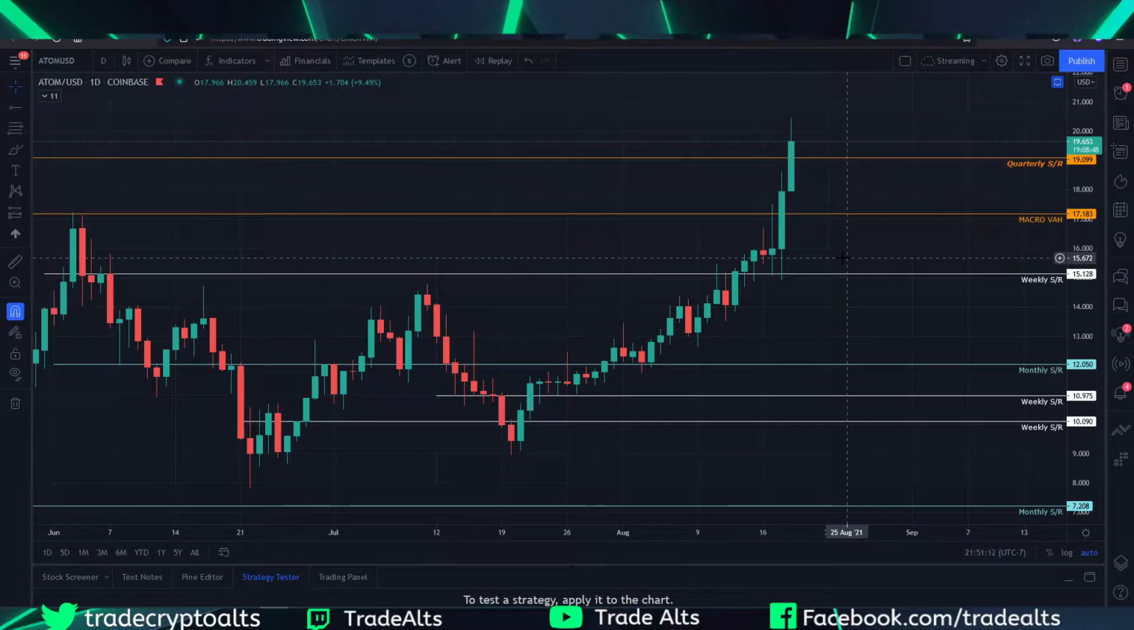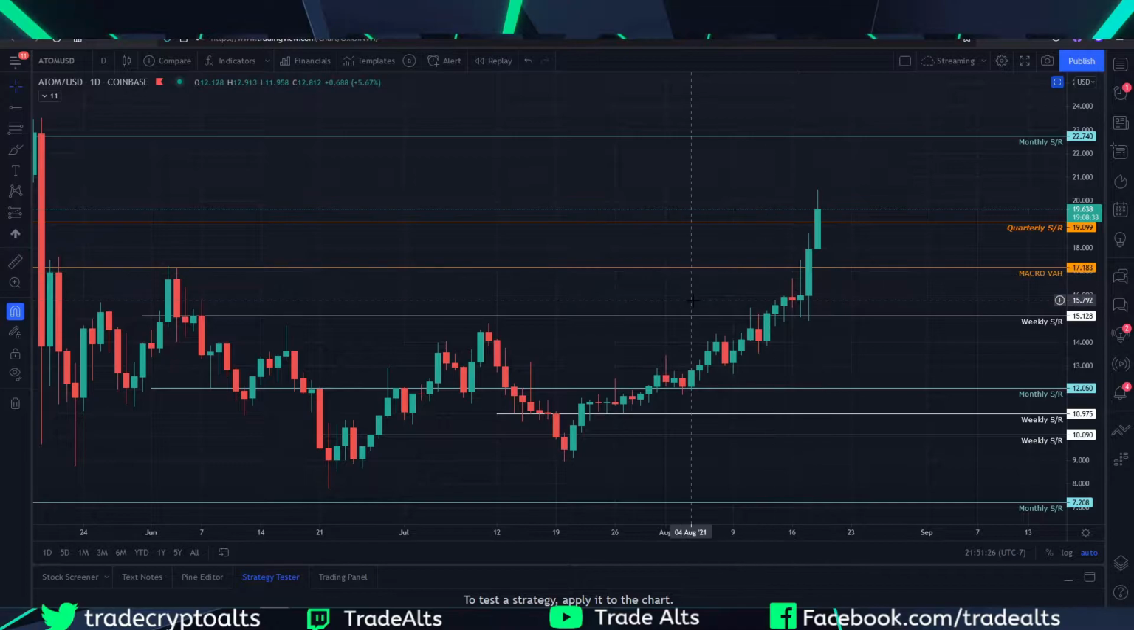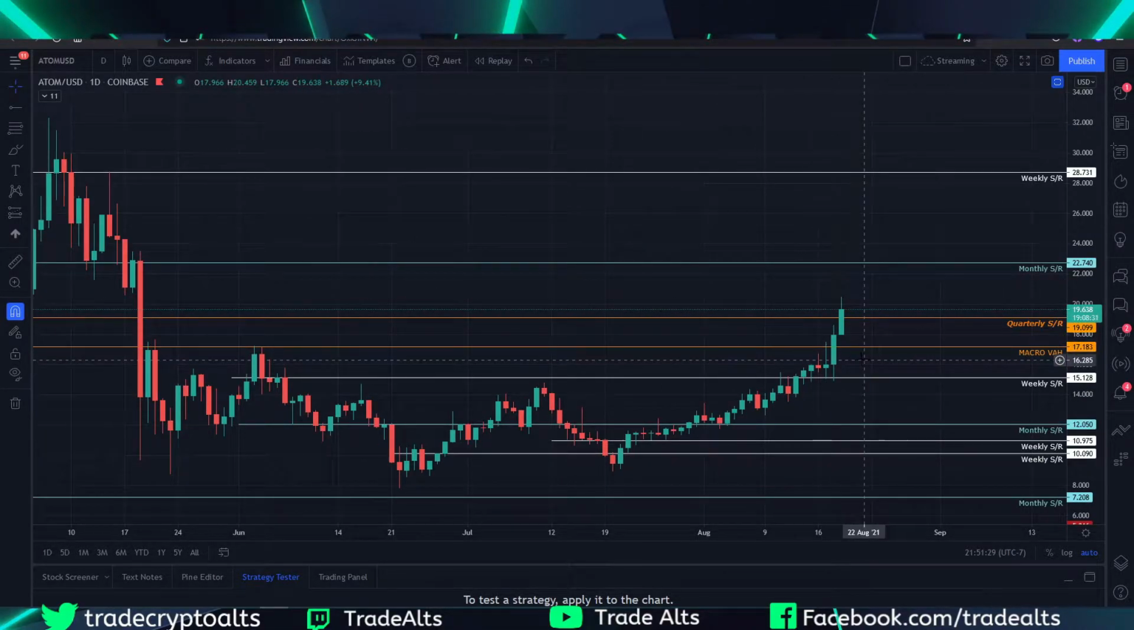But to my question earlier, does this survive another test? If price comes back down to test this again as support, does it survive another test? I don't know, but it's worth keeping because you see the respect that this level got, right? All right.